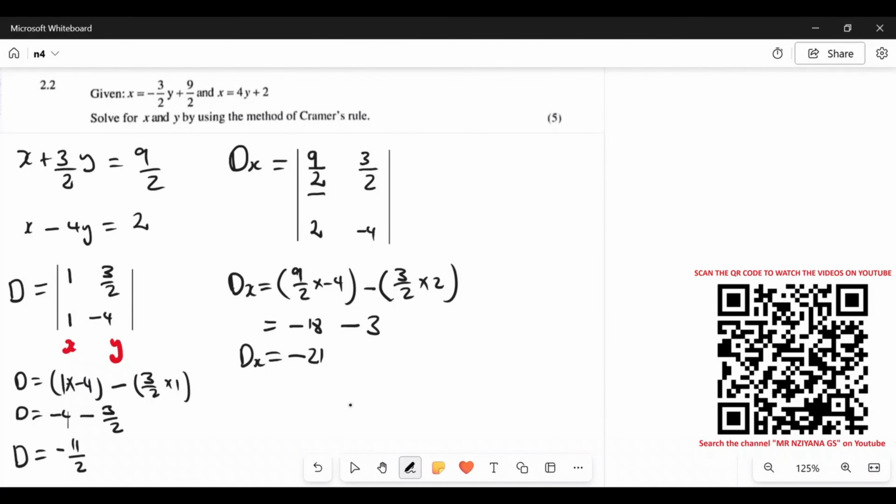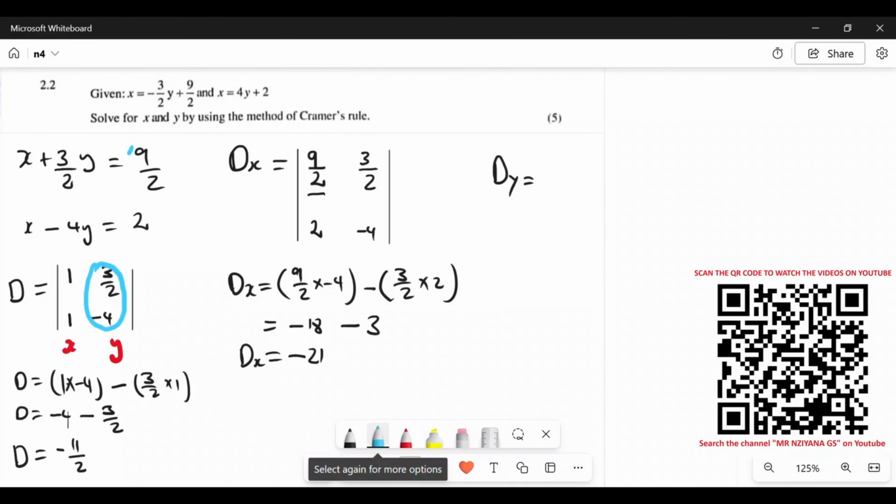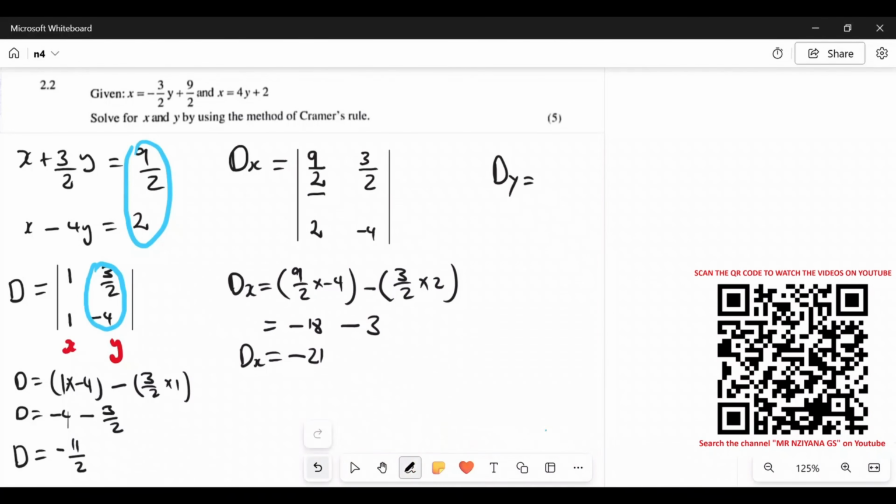I hope you guys understand this. So let's do the last one, where we have to calculate the determinant of y, right? Again, we're going to do the same thing that we did here, or similar. We're going to take the y entries and substitute them with our constant terms. But before we do that, I'd like to inform you that we have to bring back the x coefficient.